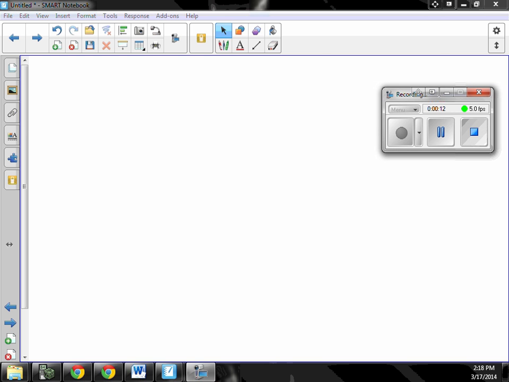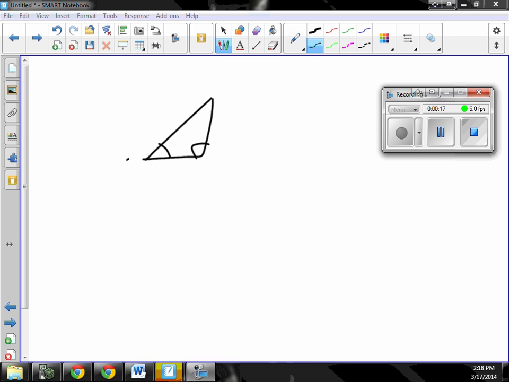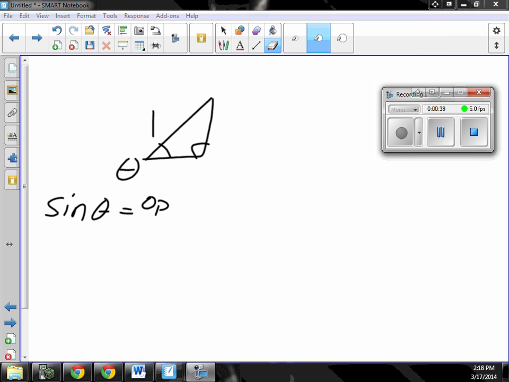So, if we have a right triangle, we call this theta, we know that sine of theta is the opposite side divided by the hypotenuse. But what if the hypotenuse is 1? Then it's the opposite divided by 1, which is just the opposite. So we can erase the hypotenuse if it's 1.